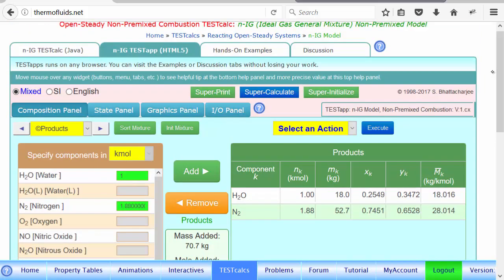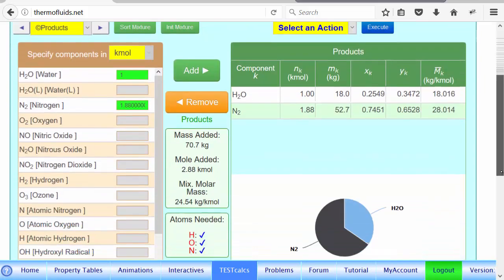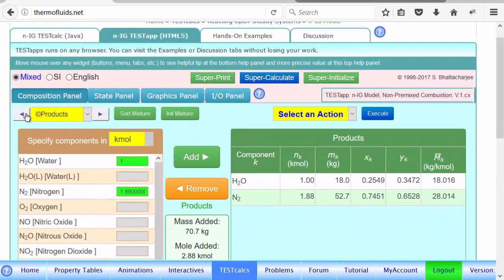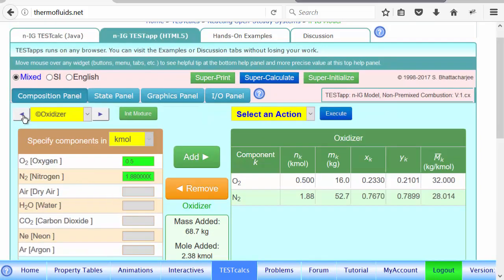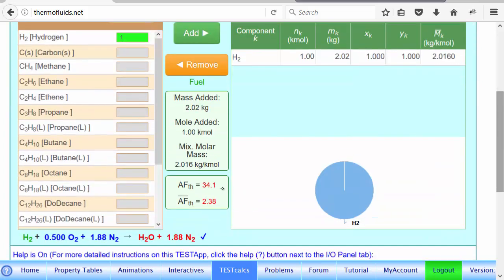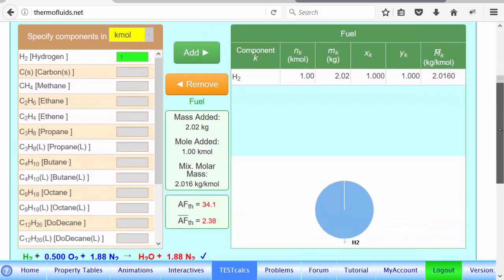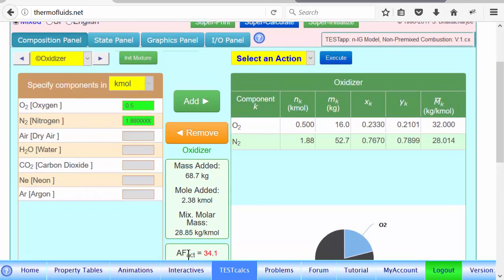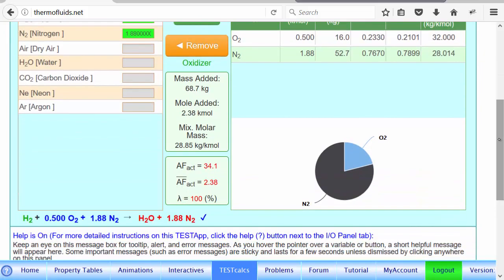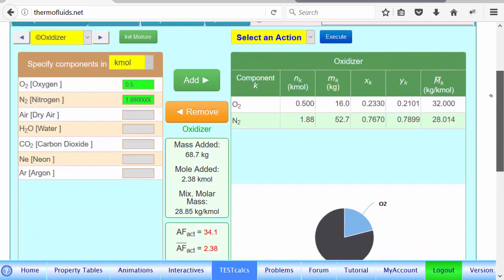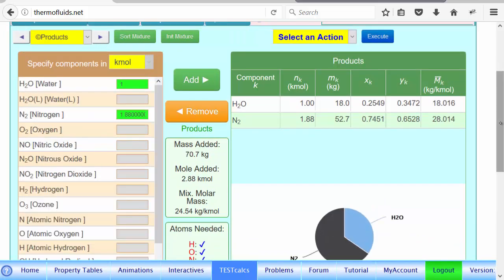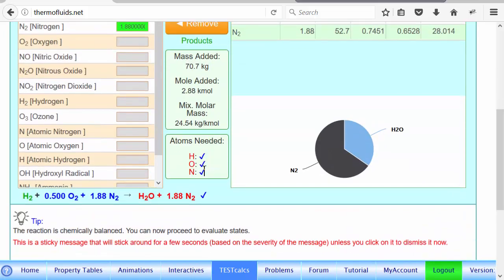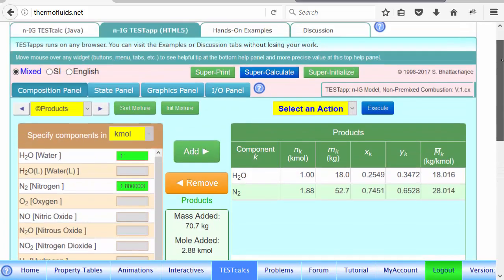So we are done with the theoretical reaction. Then again, the air-fuel ratio is given here. And because the reaction is theoretical, the actual air-fuel ratio and theoretical air-fuel ratio are the same, and that's shown in the oxidizer panel. And in the products panel, you'll see it will make sure that your products have all the atoms that are supplied by the reactants. All right.